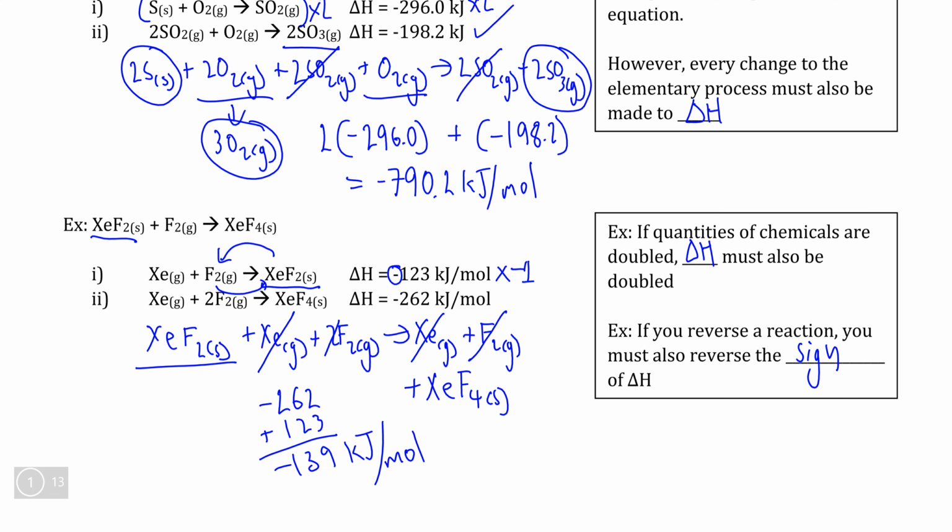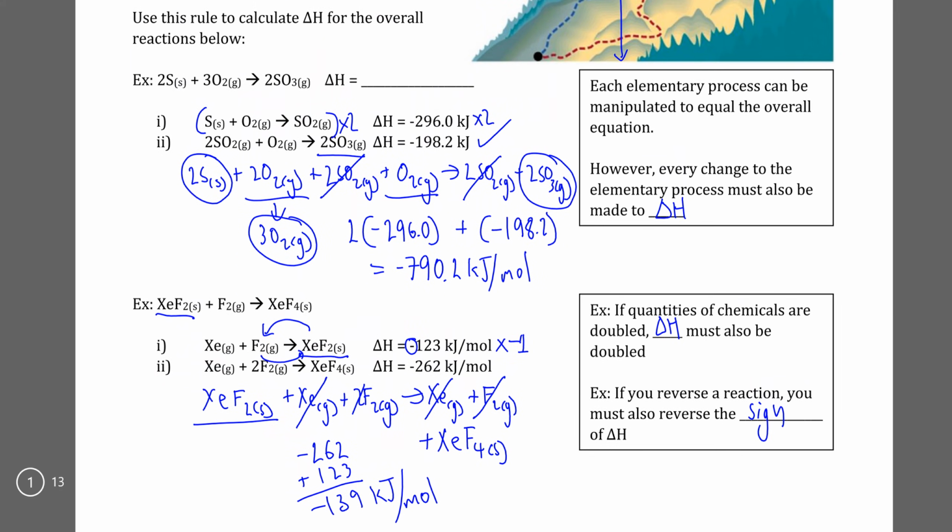And that is Hess's law in a nutshell. In short, your goal is to modify the elementary processes so that they add together in order to give you your overall reaction, but remembering that whatever you do to the elementary processes, you also need to do to delta H.